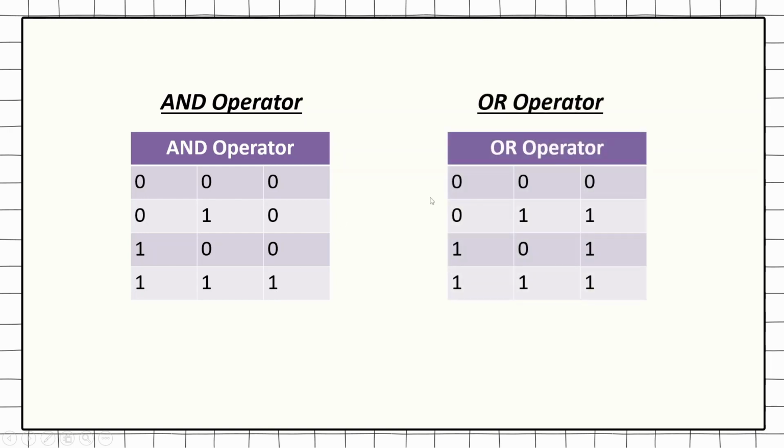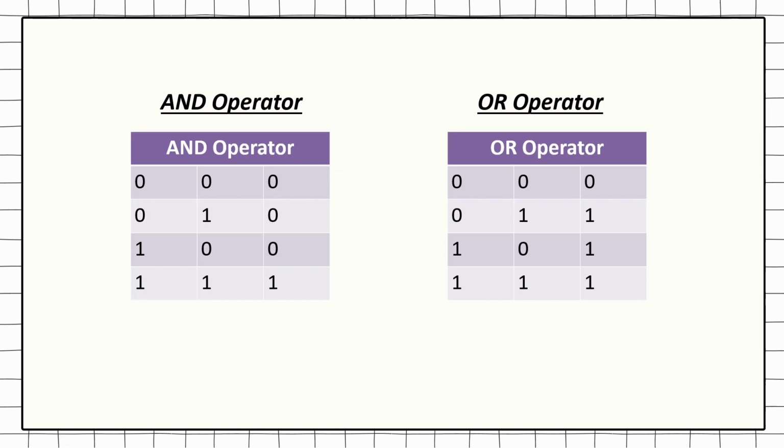Then comes the OR operator. For the OR operator, if any one of the values is 1, then our result will be 1. And if all the values are 0, then our result is 0. This is the basic understanding you should have before understanding short circuiting. So for the AND operator, only when all values are true will our result be true. For the OR operator, if any one value is true, then our result will be true.